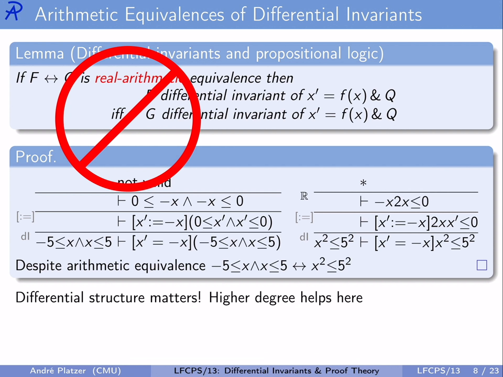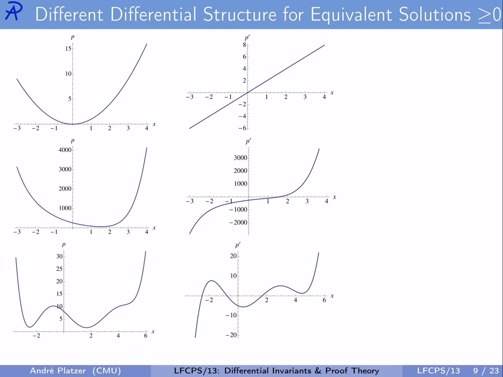No surprise there, actually, because of course the differential invariant principles aren't just looking at the real arithmetic of things. They're looking at the differential structure, and the differential structure of x squared is completely different than the differential structure of, for example, just x, which is why we get here x prime, but here we get a 2xx prime, just to drive this point home. The set of all points where this is greater than 0 is equivalent to the set of all points where this is greater than 0, which is equivalent to the set of all points where this is greater than 0. All of them are, but their differential structure is completely different.